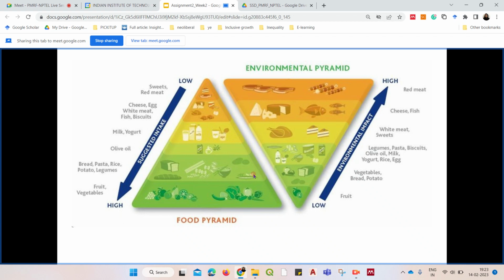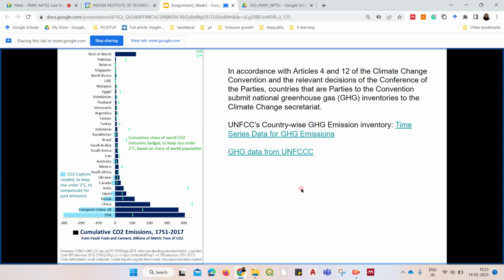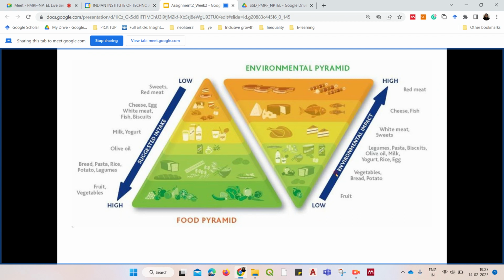So coming back to our question, what the question is asking is which food has the highest environmental impact. So we'll see this line here.